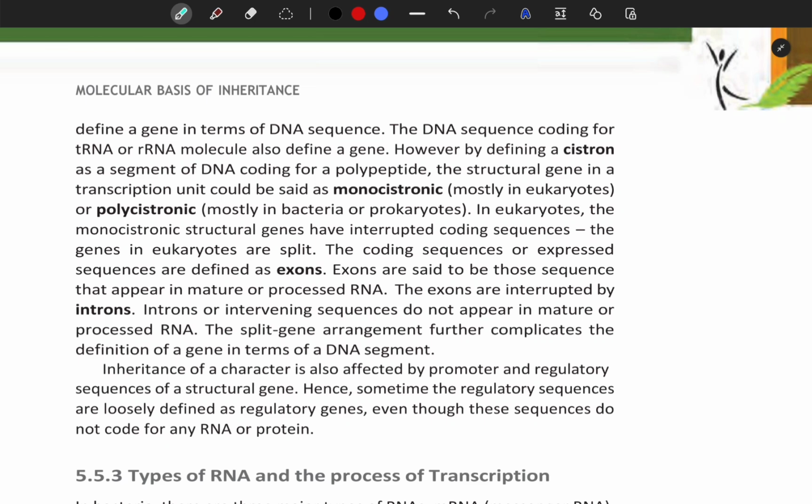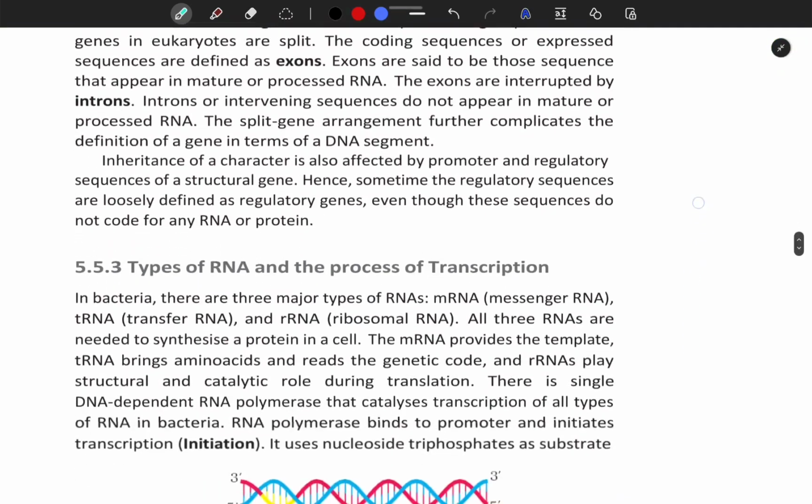The coding sequences or expressed sequences are defined as exons. Exons are those sequences that appear in mature or processed RNA. The exons are interrupted by introns. Introns or intervening sequences do not appear in mature or processed RNA. The split gene arrangement further complicates the definition of a gene in terms of a DNA segment.